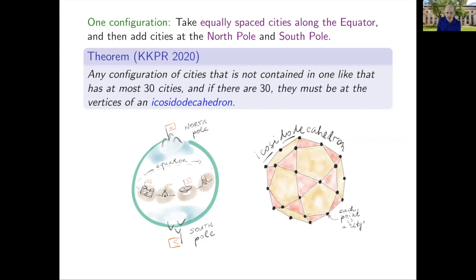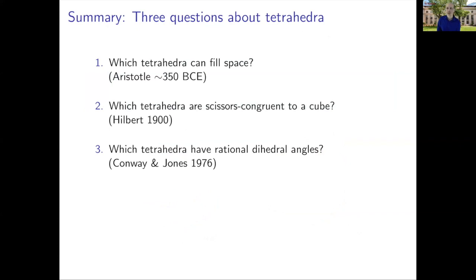Okay, so that's this bonus problem. All right, let me end here by summarizing everything that we've talked about. On the first slide, I mentioned there are these 3 old questions about tetrahedra. The first one was about which tetrahedra can fill space. Some of them, like the regular tetrahedron, cannot, but other ones can. And we still don't know which ones can and which ones can't. So that's still unsolved.